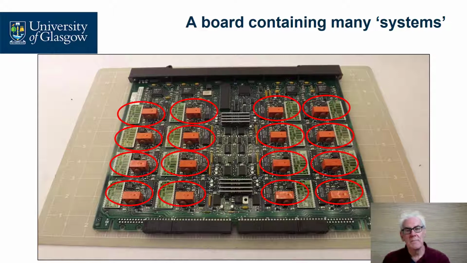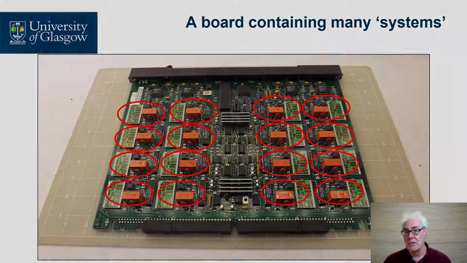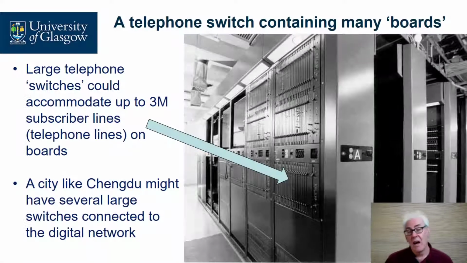In turn, these boards were assembled into an entire telephone switch, which contained many boards, and a large telephone switch could accommodate anything up to 3 million lines. And there were several of these developed in China. A city such as Chengdu today would have several large switch stations all connected to the digital network. Remember, mobile telephony did not exist.